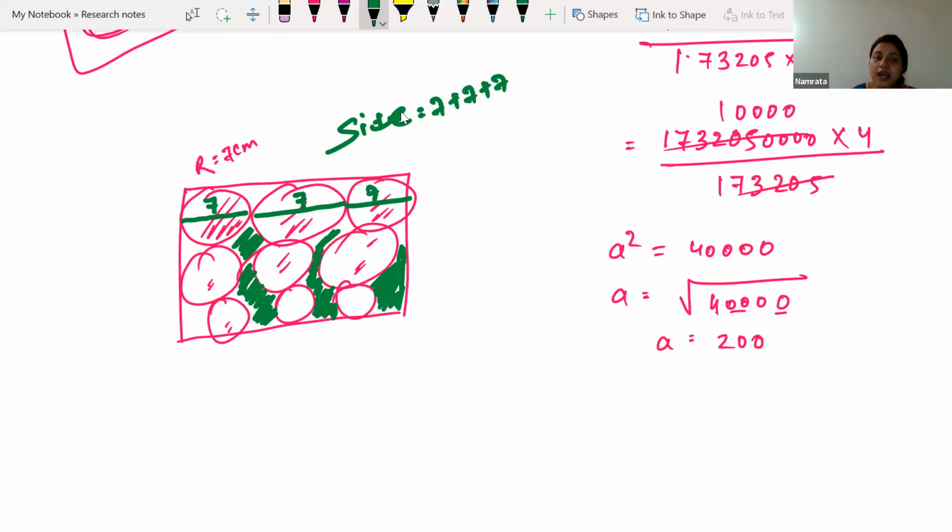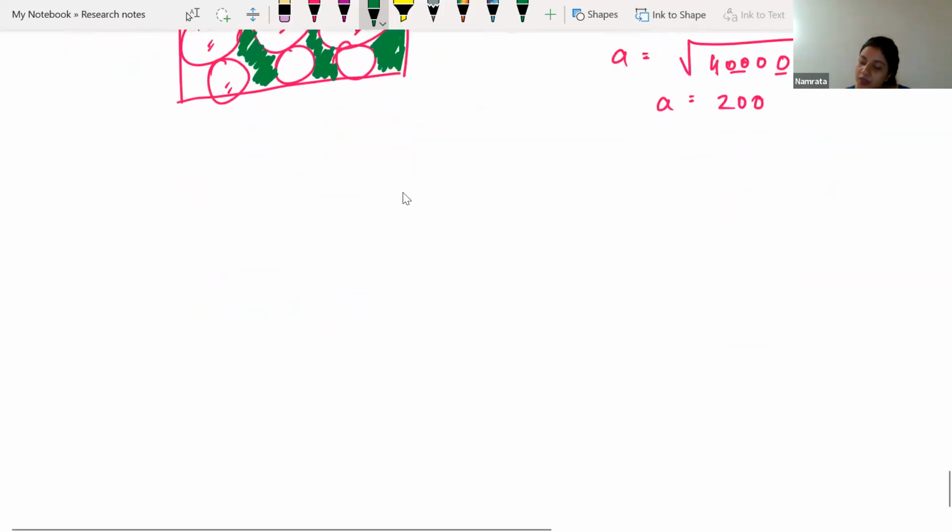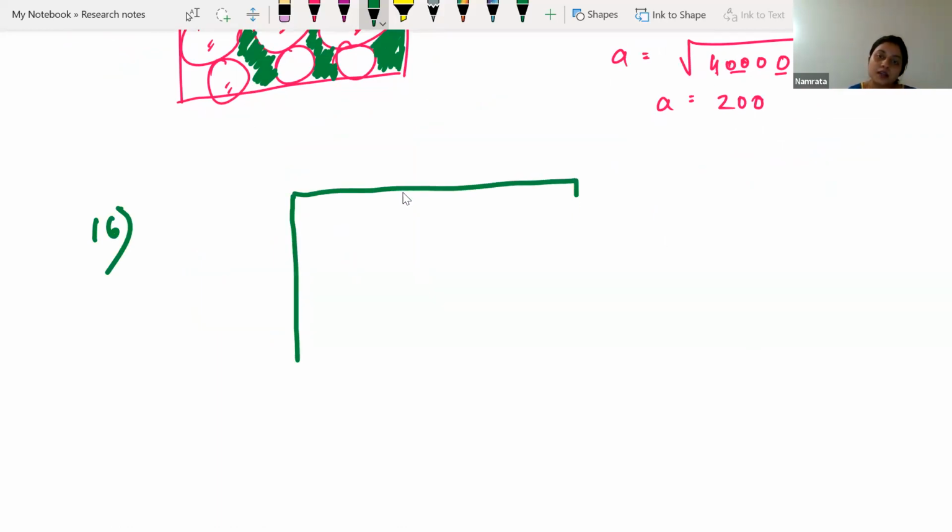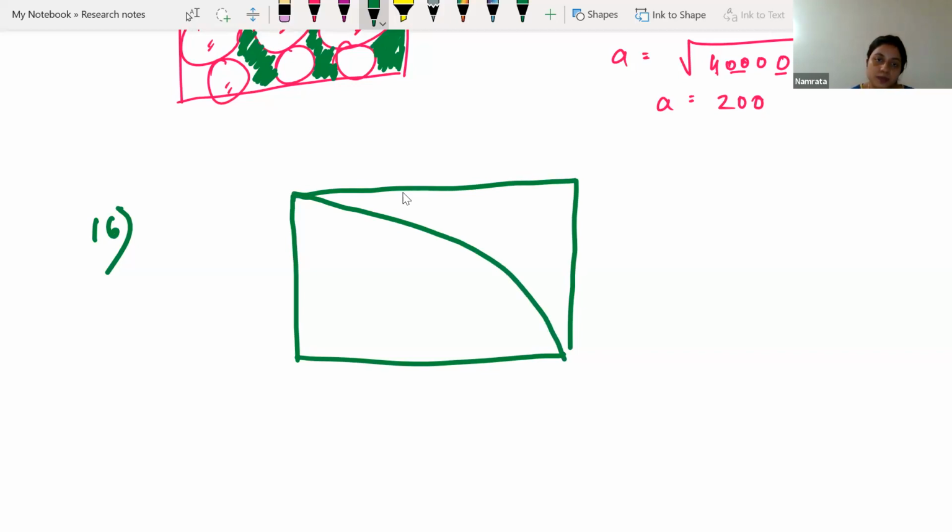Now, after that, one question which I want to discuss here is the last one, number 16. Meanwhile, I am leaving 2-3 questions for you. Please try them. If you can't, we will discuss that in the next class. So the last question which I want to discuss with you is this, where we have this shape.